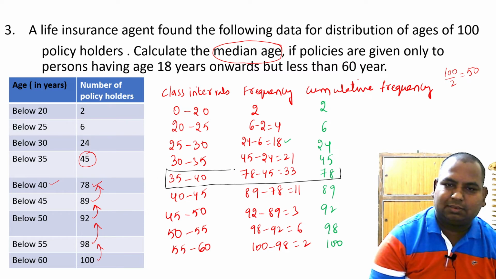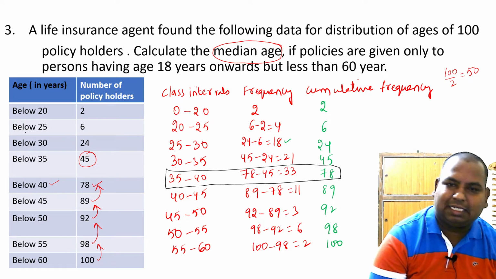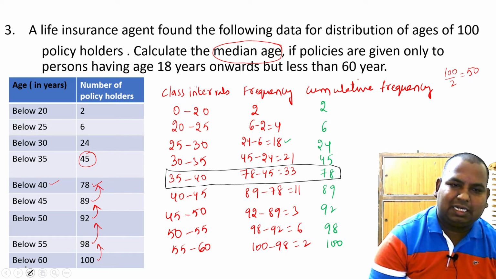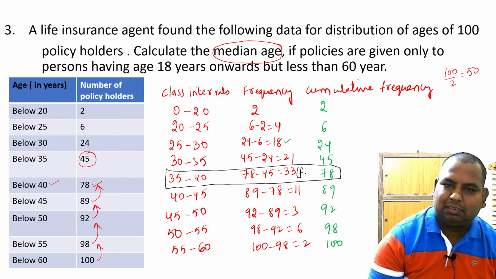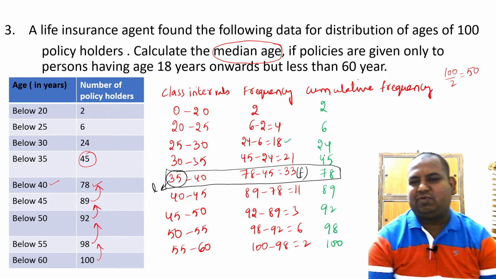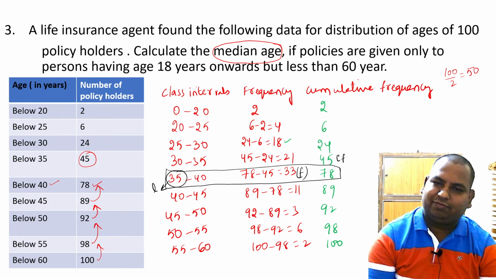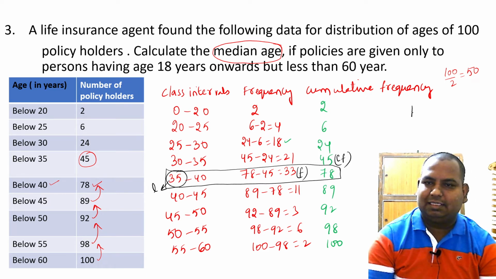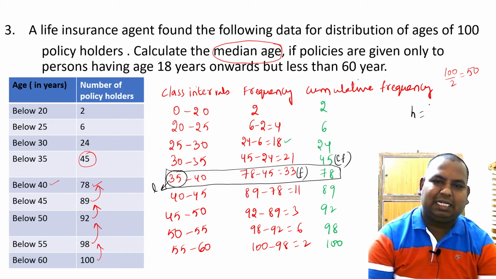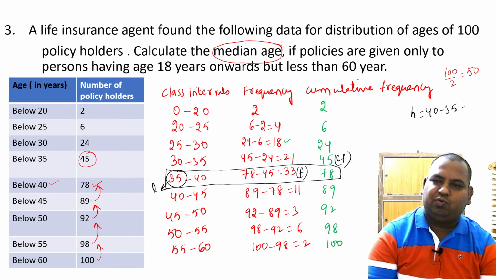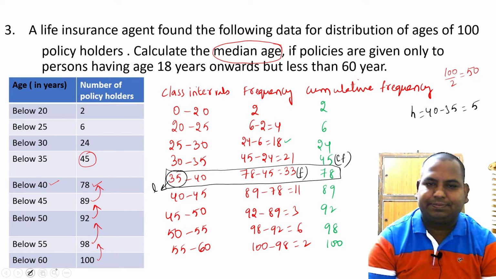This is the median class. Now, the frequency of the median class is 33, that is F. The lower limit of the median class is 35, that is L. The cumulative frequency of the class interval preceding the median class is 45, that is CF. Next, H is the class size of the median class, that is 40 minus 35, which is equal to 5. Okay. Now let us use the formula to find the median.